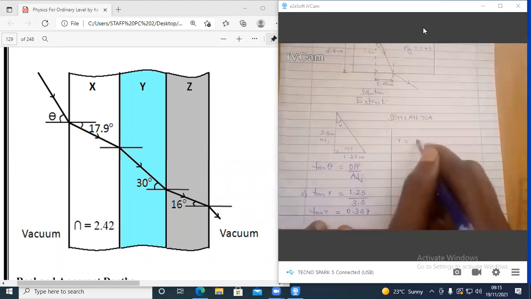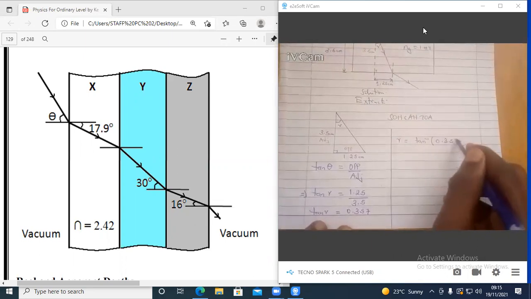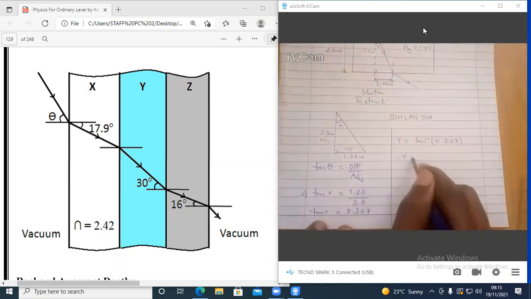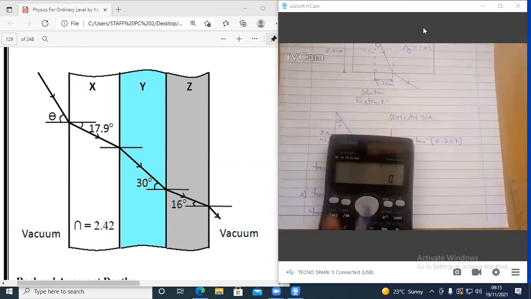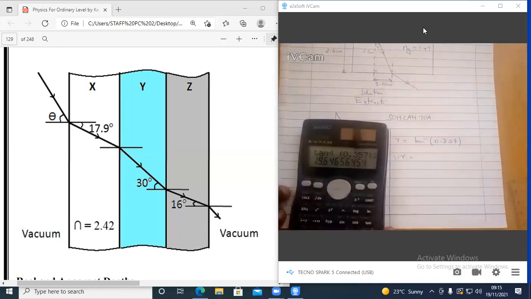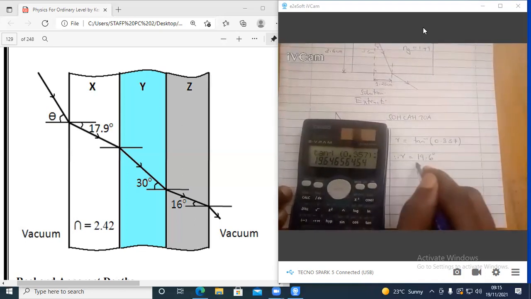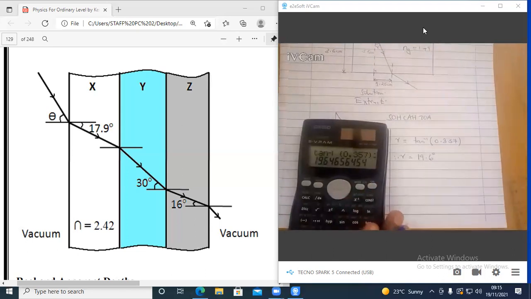So R will be the arctan of 0.357. Therefore, our angle R will be the arctan of 0.357. Members, what have you got? Have you got 19.6 degrees also? Is that what you have got also, members? Yes. All right.